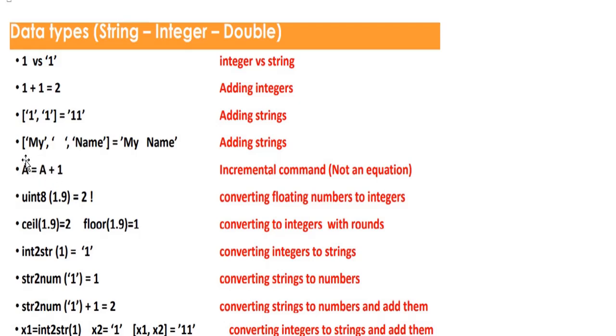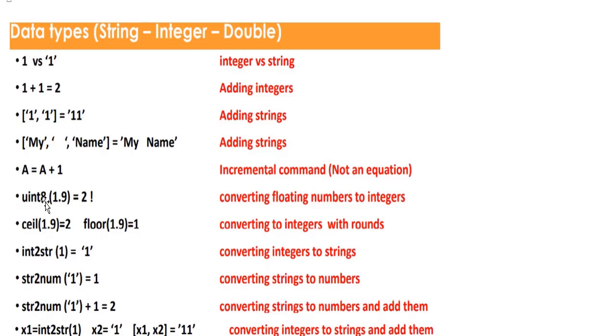This is the increment process. A equals a plus 1 means that I will increment a by 1. Uint8 is a function that converts floating numbers to integers. Ceil and floor functions are used to convert to integers with rounding.